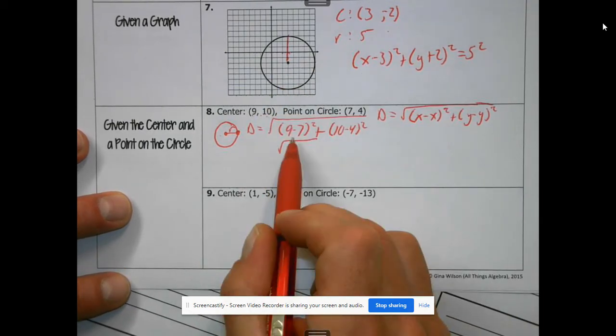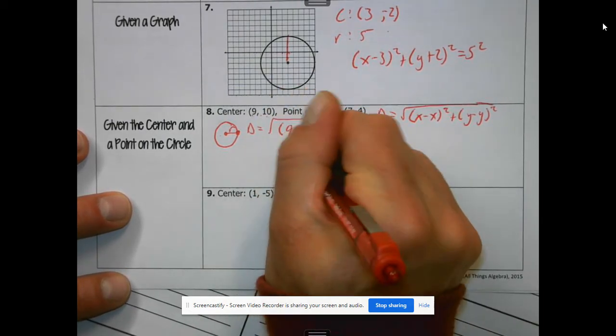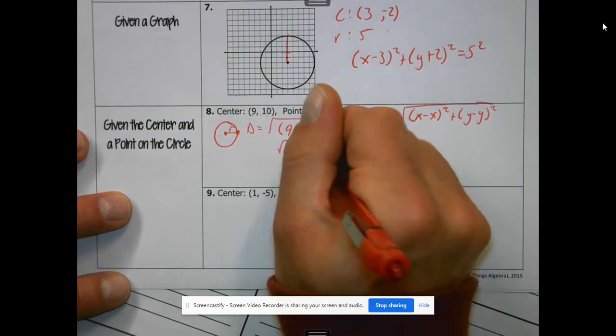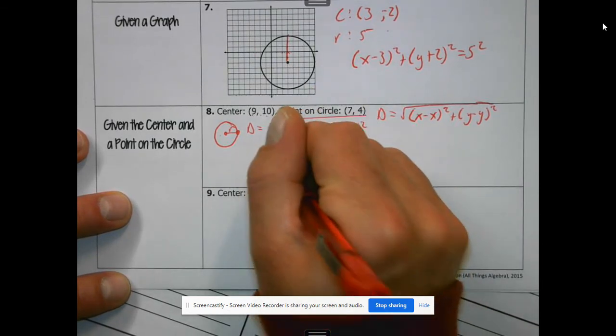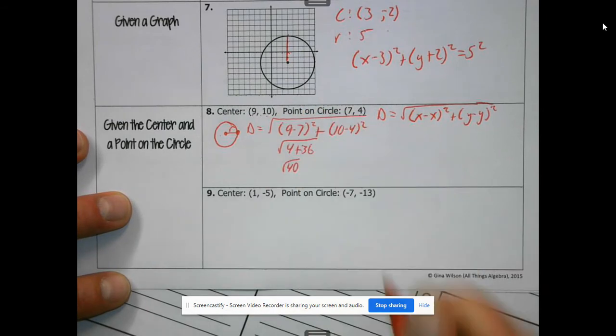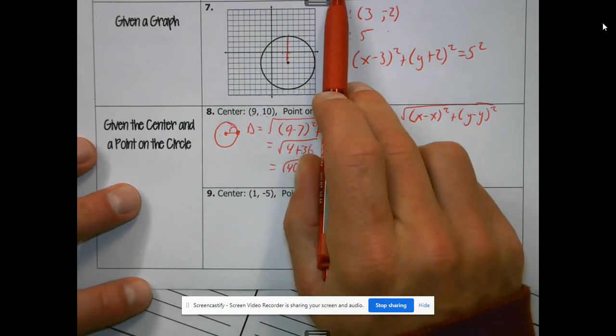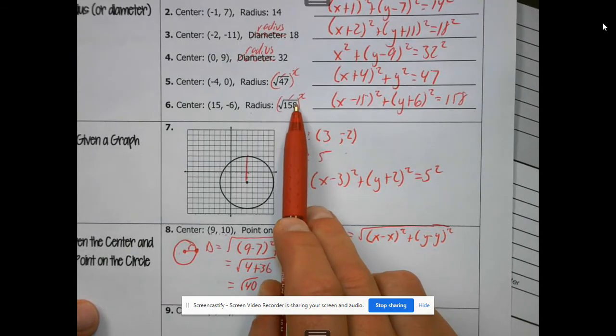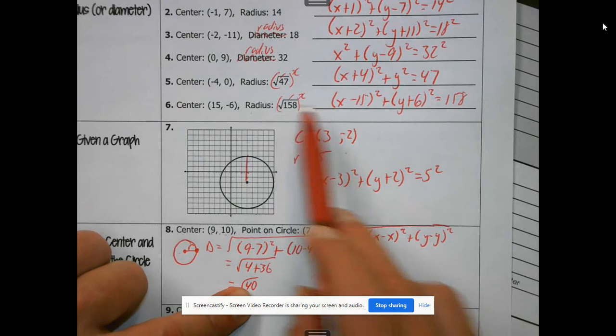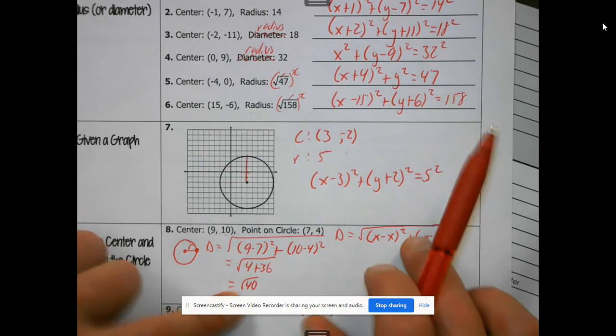Let's see here. That gives me 2. 2 squared is 4. 6. 6 squared is 36. And that comes out to be square root 40. Now, leave your distance as square root 40, because remember, when we squared the radius up here, the square and the square root just canceled out, right? So when I plug in the square root 40, it'll just come out to be the whole number itself.